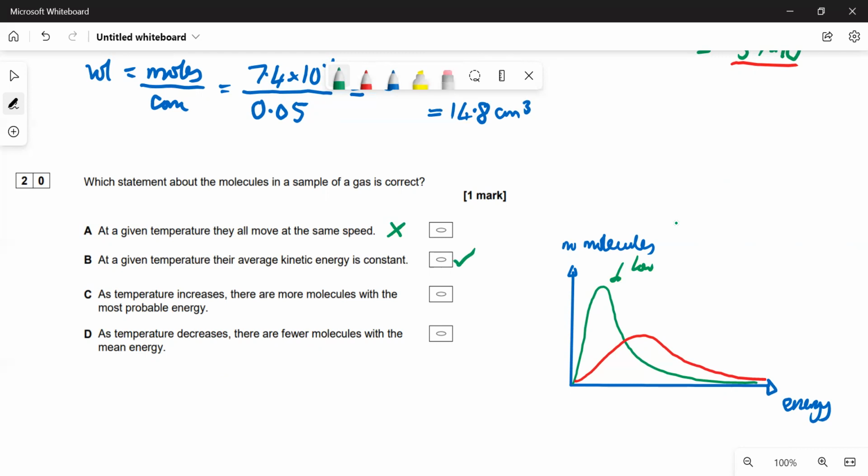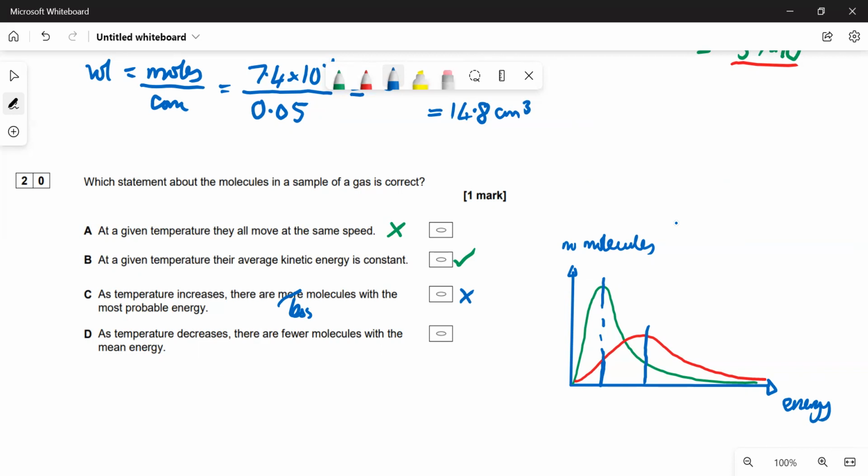C, as temperature increases, there are more molecules with the most probable energy. Now that's not true, right? The most probable energy, let's look at low temperature. That's the most probable energy there, isn't it? Okay. At high temperature, that's the most probable energy there. Now you can see the peak of the higher temperature one, the red one, is to the right, but it's always got to be lower because the total area under the curve, which is the total number of molecules, has got to be the same. So you can see that, look, as you increase the temperature, there are fewer molecules with the most probable energy. So that is wrong.